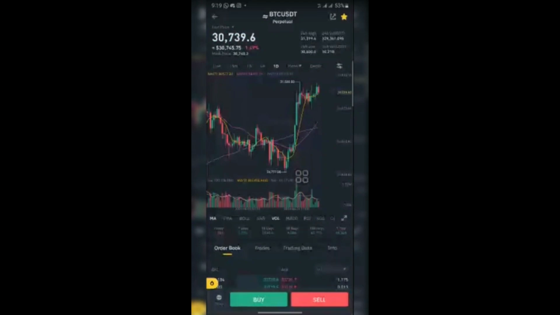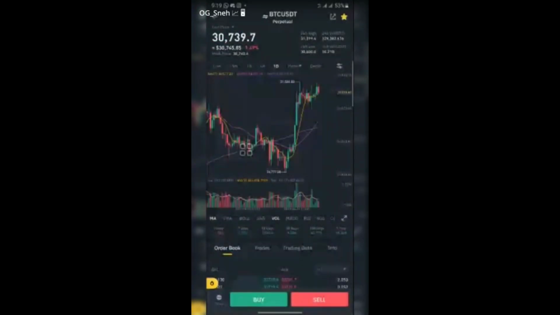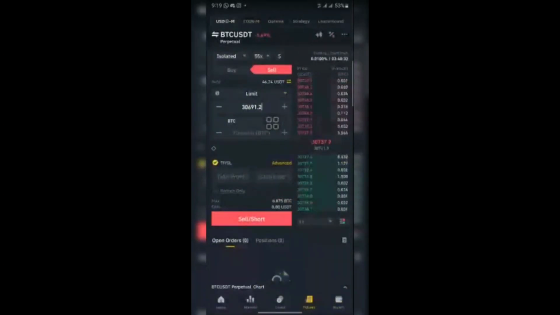There are a lot of tools for you to analyze. You understand? But the analysis on the app is not usually sharp. Most profitable traders use the TradingView app. You understand? So come back here. Let's go back. So that's that about that.